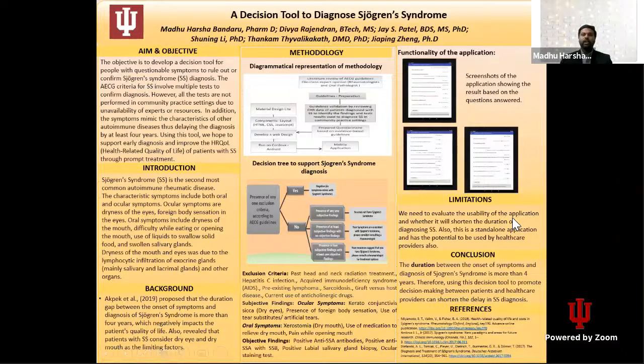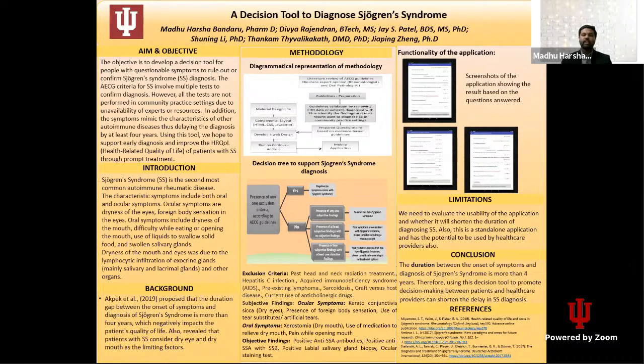The functionality of the application includes 3 scenarios. The first scenario is the positive Sjogren's patient, and the second scenario is the uncertain patients. Uncertain patients have symptoms similar to Sjogren's, but they don't have the objective evidence to confirm the diagnosis. The third one is negative patients. They have less than 2 Sjogren's syndrome symptoms.